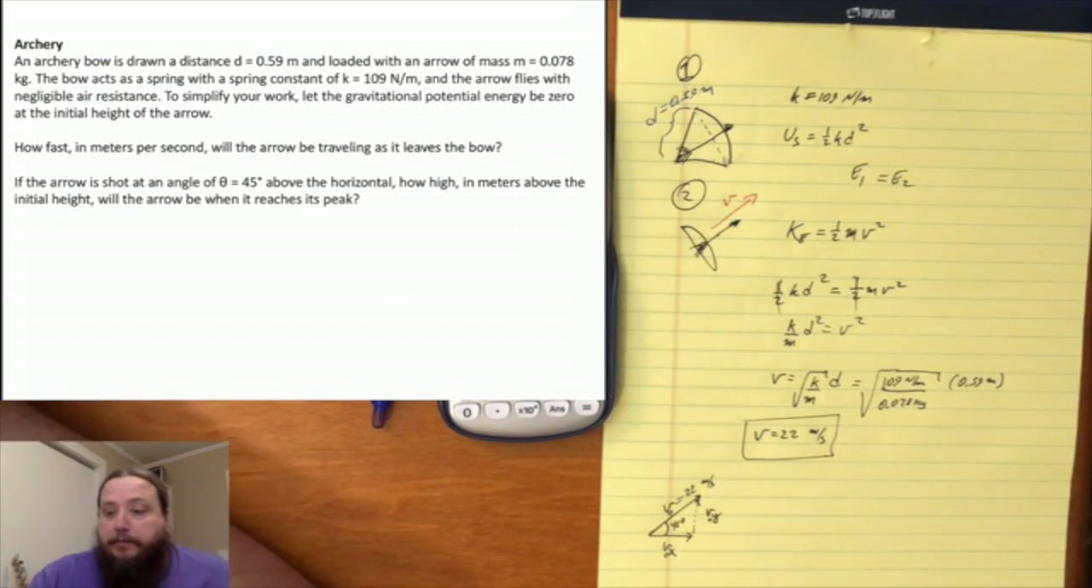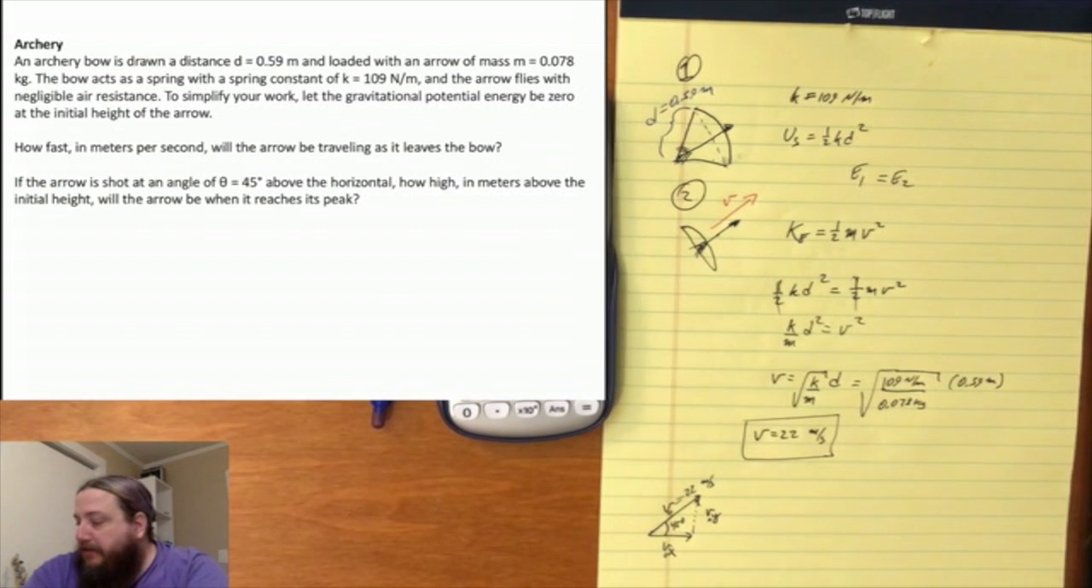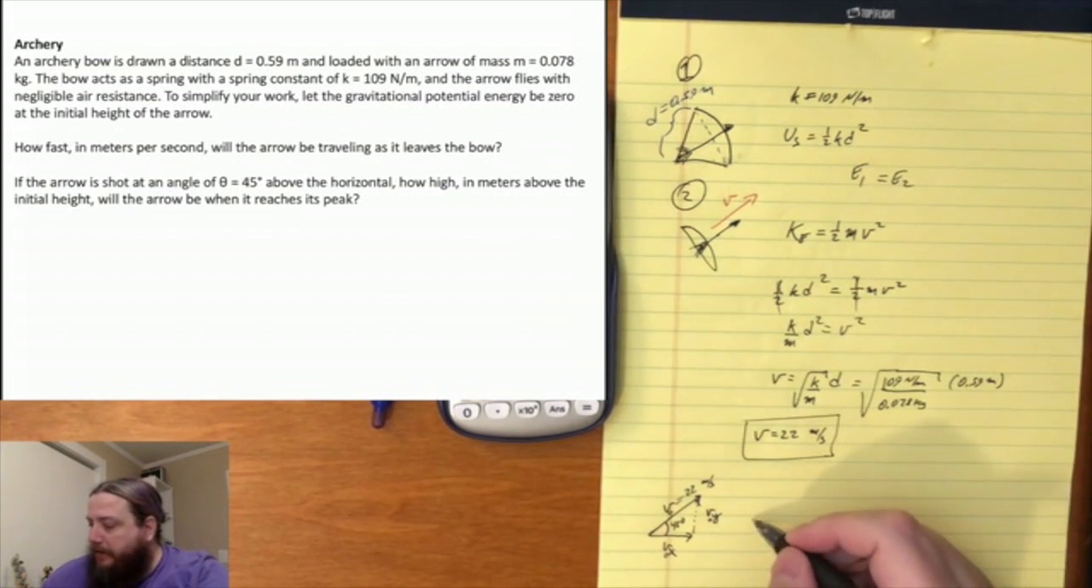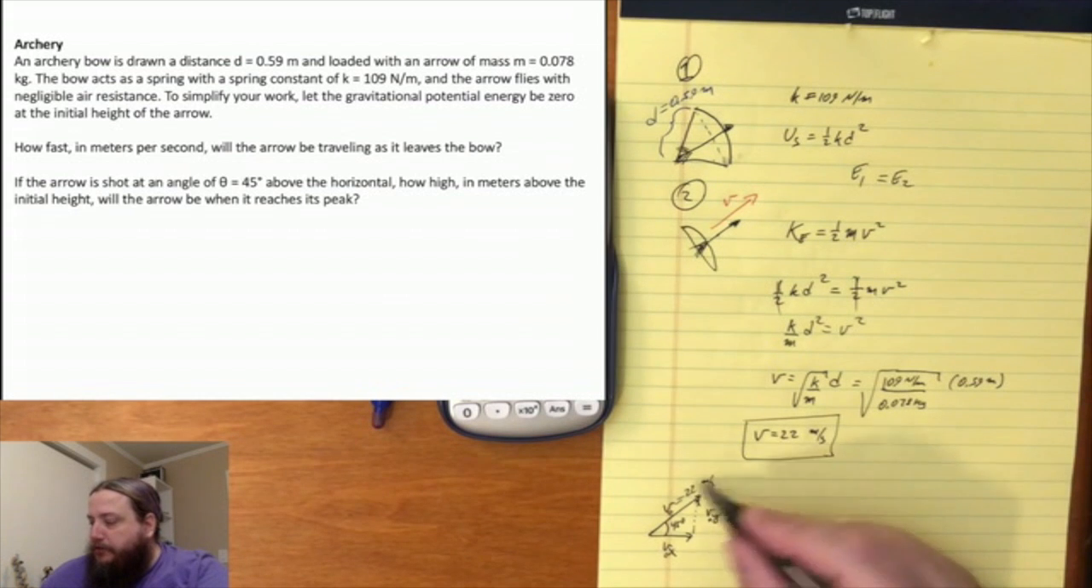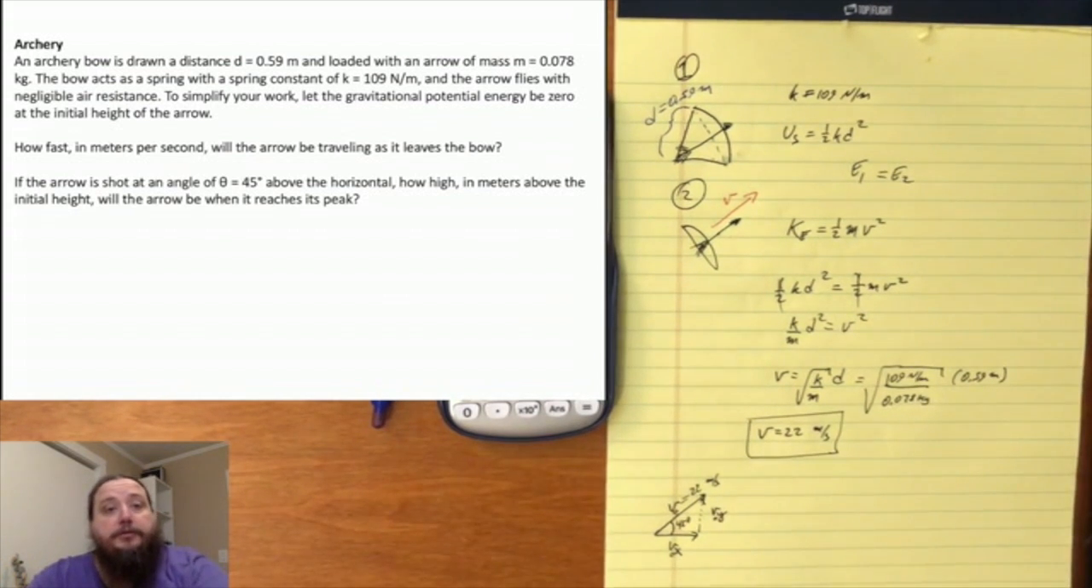there's another way that we could approach this problem, and that's the following. Projectile motion, especially projectile motion without air resistance, is another version of an energy conservation problem, because the only force at work is gravitational. Gravity is a conservative force, and so the total mechanical energy of our arrow must be conserved.